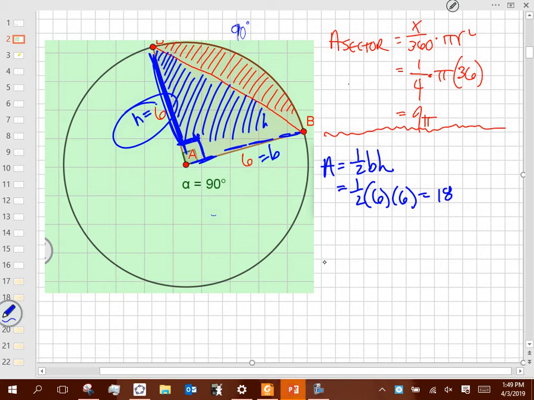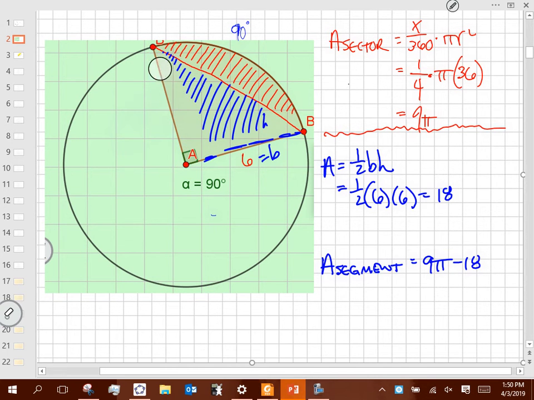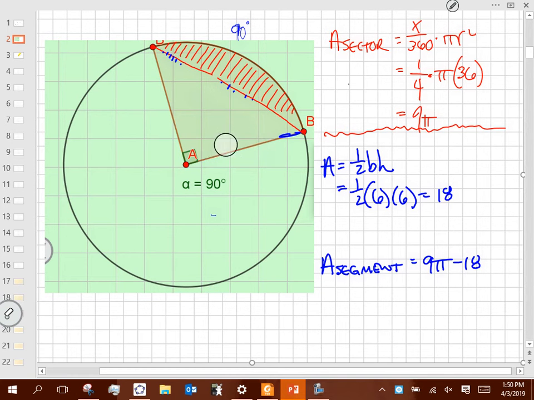And now if I want to find the area of the red segment, it's simply 9 pi minus 18. And that's much quicker than the alternative approach. I'll do the alternative approach with you, but my hope is that you realize it's not really friendly. It incorporates all the algebra and geometry that we kind of want to avoid.